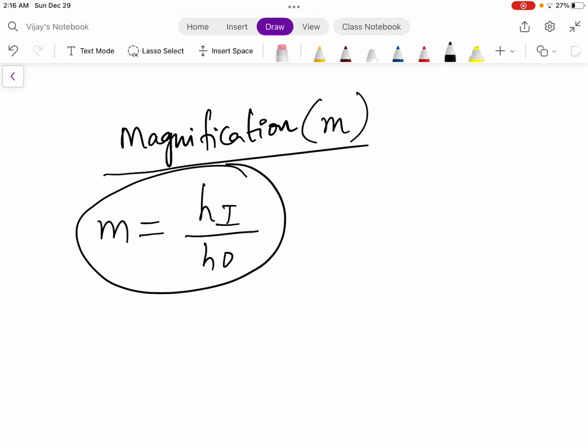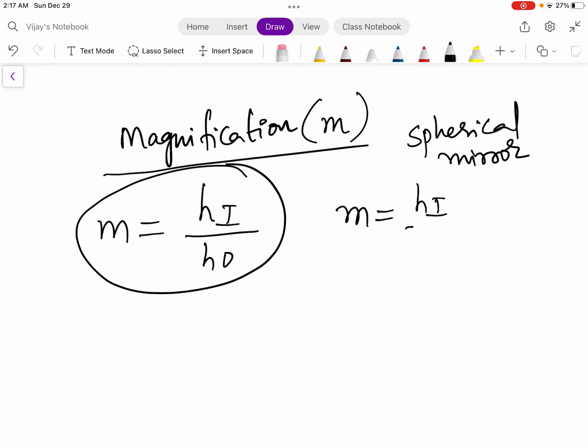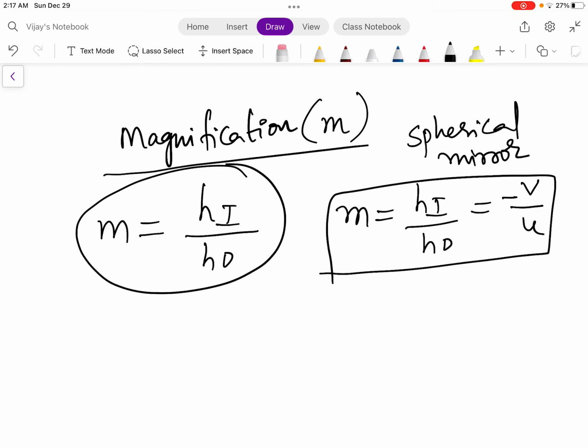Now I have already given the mirror formula, which is 1 by V plus 1 by U is equal to 1 by F. As far as spherical mirrors are concerned, if you want to find magnification, which is height of image by height of object, it is equal to minus V by U. Magnification is equal to height of image by height of object, which is equal to minus V by U.